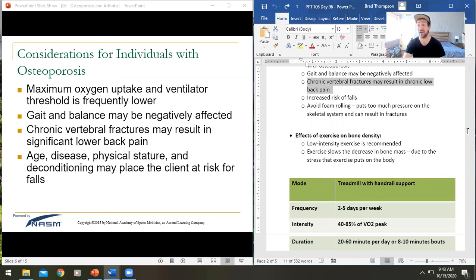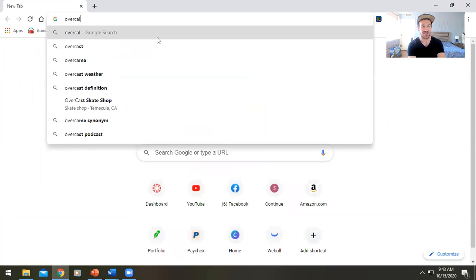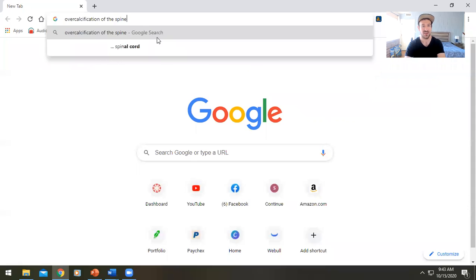which is spinal stenosis. And so that's actually where you see overcalcification of the spine.